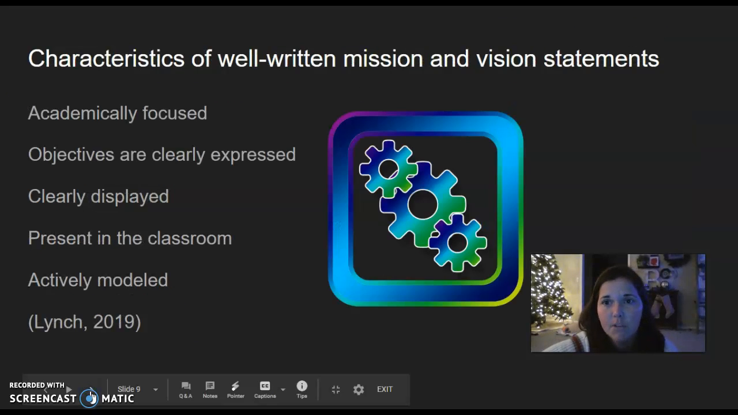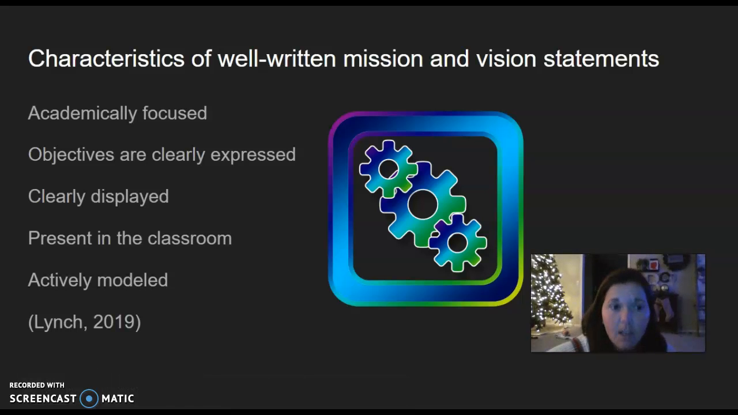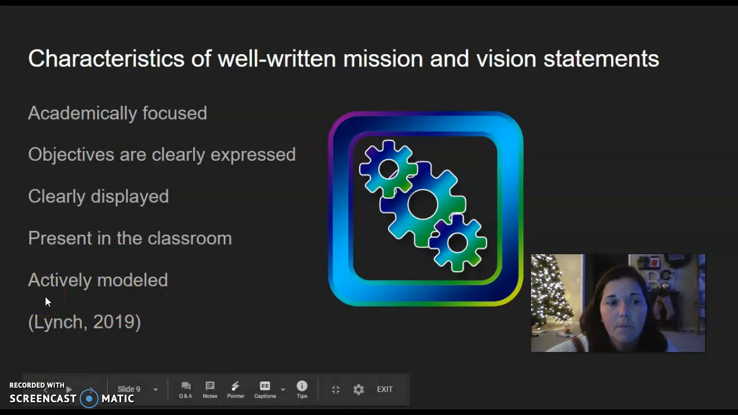Characteristics of a well-written mission and vision statement. It has to be academically focused. Objectives are clearly expressed and clearly displayed. They are present in the classroom and all throughout the building, online for parents to see. Even here in Hays, we have commercials on our local channel. It's actively modeled. That was mentioned mostly with your administrators. It needs to be actively modeled there.